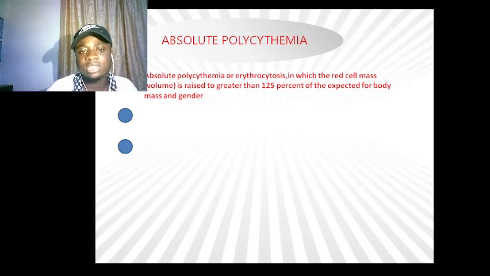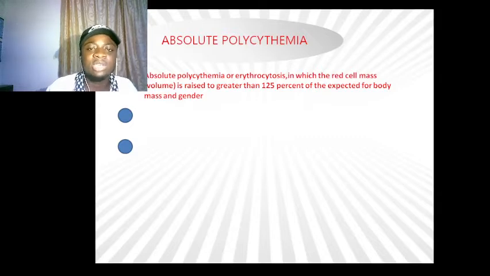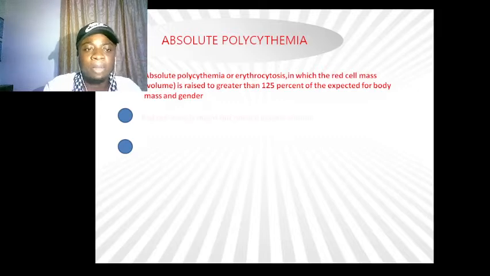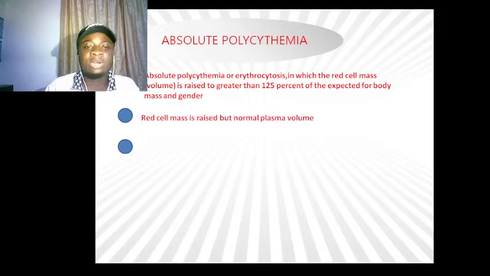In that case, we may suspect absolute polycythemia, because we are saying that in absolute polycythemia there is an increase in red cell mass, which can sometimes be greater than 125% of the expected for body mass and gender. Okay, so take note of that. So red cell mass is raised, but the plasma volume is normal, like I said.